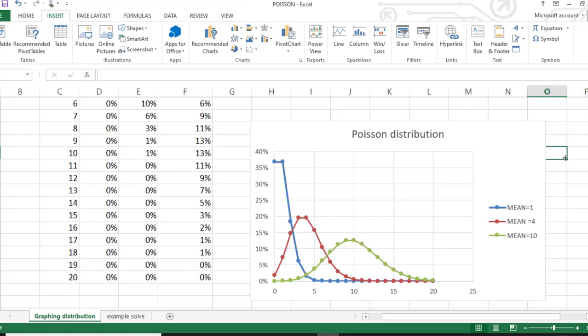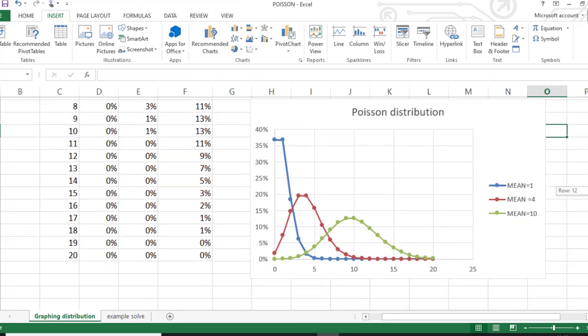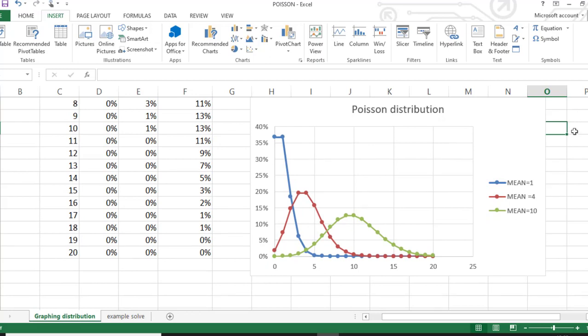Okay, so now you can easily see from these three graphs that when lambda equals 1, the graph is skewed towards the right. Okay, and when lambda is equal to 4, the graph is still skewed towards the right, but it is less skewed as compared to the case when lambda equals 1. Okay, and when the value of lambda is increased further to 10, the graph has become symmetrical in nature and resembles the graph of normal distribution.